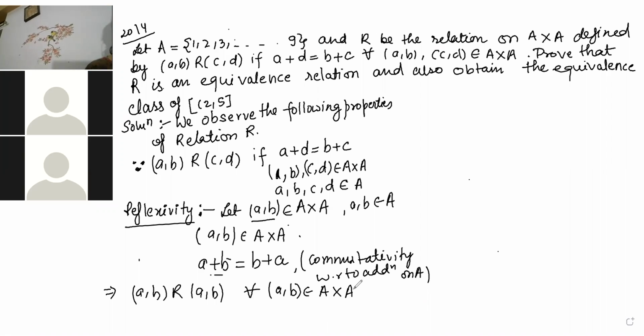We are specifically going to write about its reflexivity. So what we will write is: thus, R is reflexive on A cross A. That's it. I think we are maintaining this statement itself.